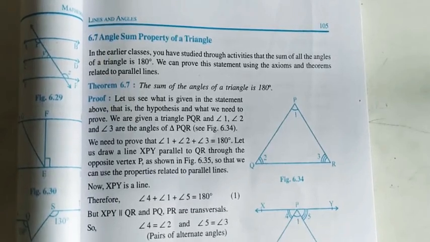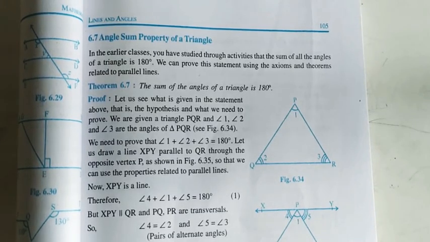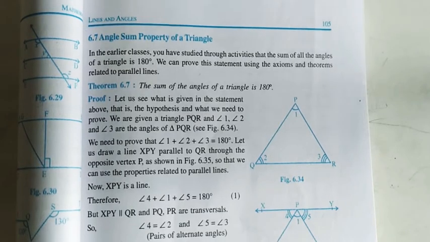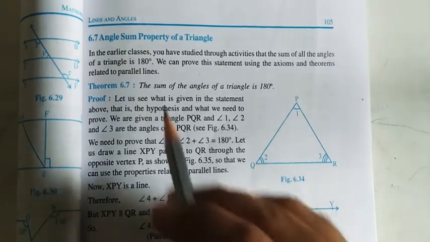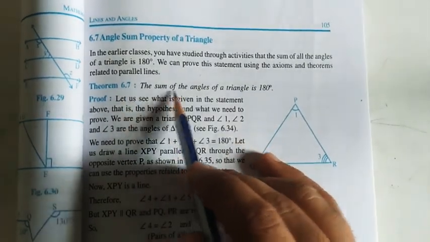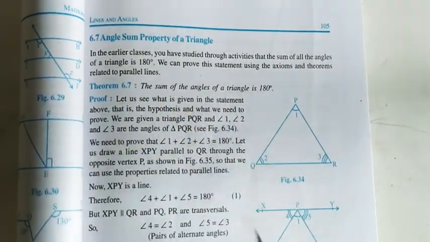Hello friends, today we are going to start angle sum property of a triangle. Friends, we already learned in the previous standard that in the triangle addition of all three angles is equal to 180 degree. Okay, so here theorem 6.7 says that the sum of angles of the triangle is 180 degree.